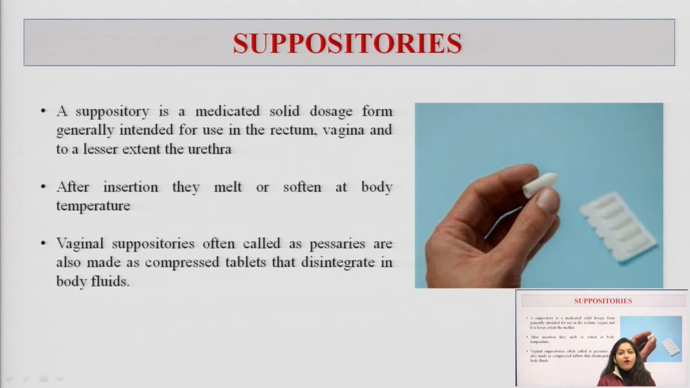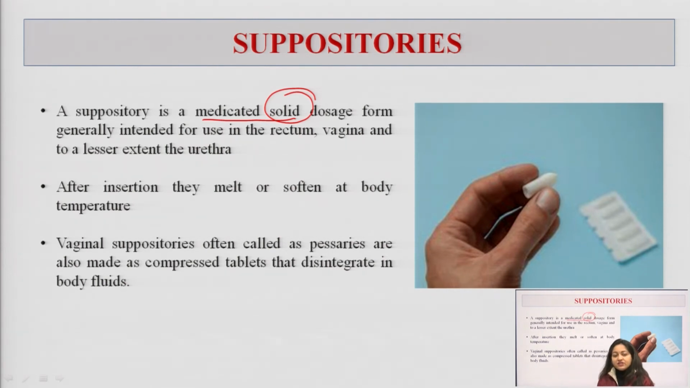So, another form of semi-solid dosage form is suppositories. A suppository is a medicated solid dosage form. However, although it is written here as a solid dosage form, whenever a suppository is inserted into a body cavity, its firmness melts due to the temperature of our human body, that is 37.5 degrees Celsius. Hence, it turns into a semi-solid dosage form, and it is therefore also classified as a semi-solid dosage form.